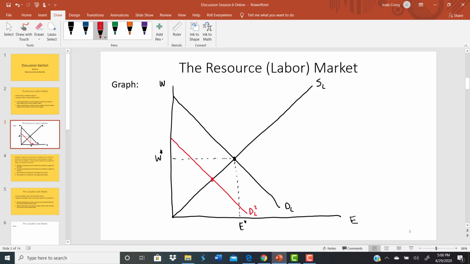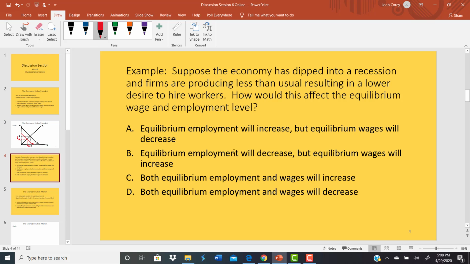When that happens, that's going to cause the employment to go down, which is something that tends to happen during those recessions, and the wage to go down, something else that tends to happen during those recessions. So you're going to see lower wage and lower employment level. Remember, they both move in the same direction as demand. That rule doesn't change. So with that in mind, the answer you'd be looking for on this one is both equilibrium employment and wages will decrease.